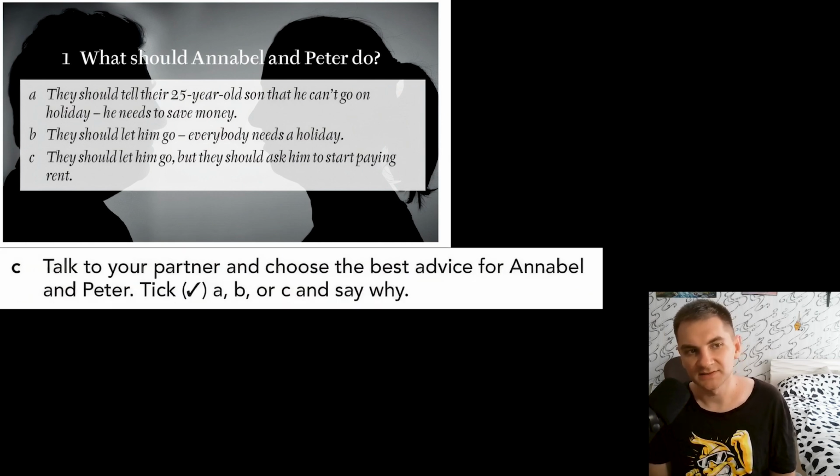Talk to your partner and choose the best advice for Annabelle and Peter. Tick A, B or C and say why. For me, actually, to go on holiday is a waste of money. But I would choose C. If you live with your parents and you work, you must help them pay rent. So I choose C. They should let him go, but they should ask him to start paying rent.